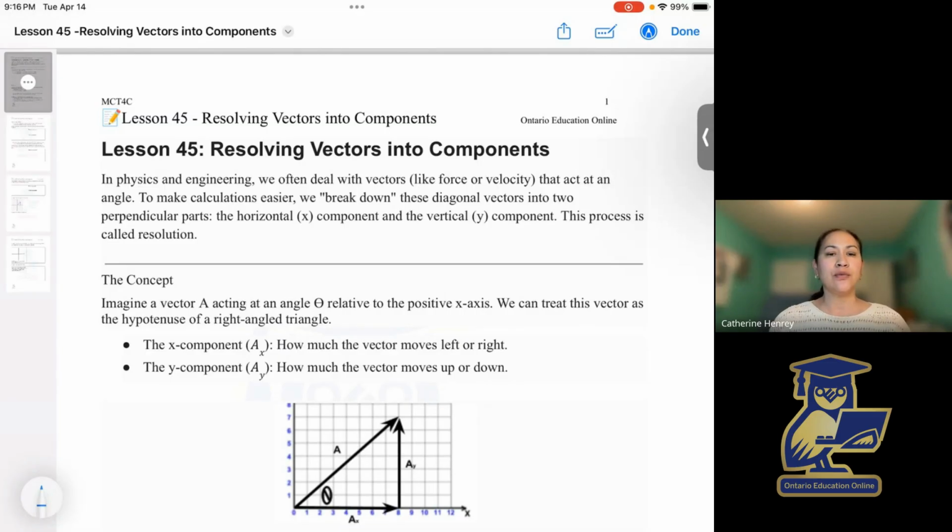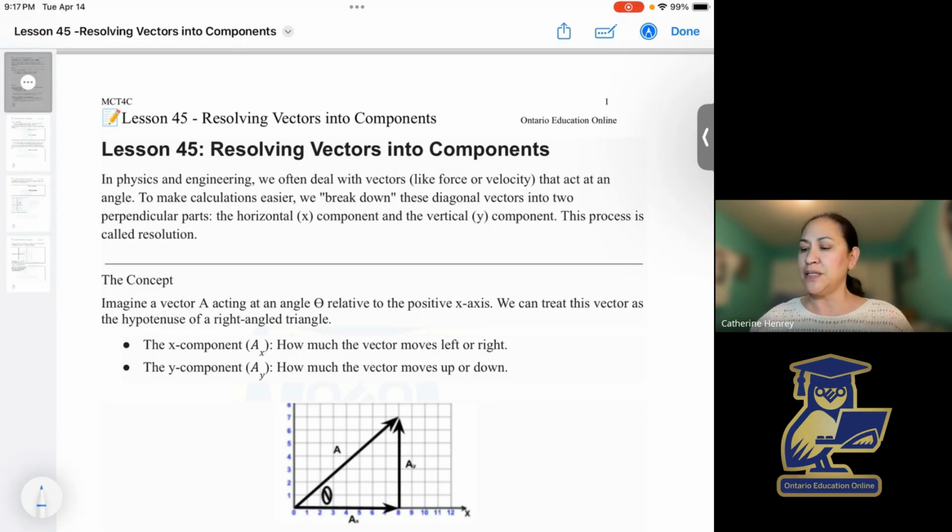Today we're going to talk about resolving vectors into their components, which means taking a vector and splitting it into a horizontal and vertical component. So let's get started. In physics and engineering, we often deal with vectors like forces or velocity that act at an angle. To make calculations easier, we break down these diagonal vectors into perpendicular parts: the horizontal, the x component, and the vertical, the y component. This process is called resolution.